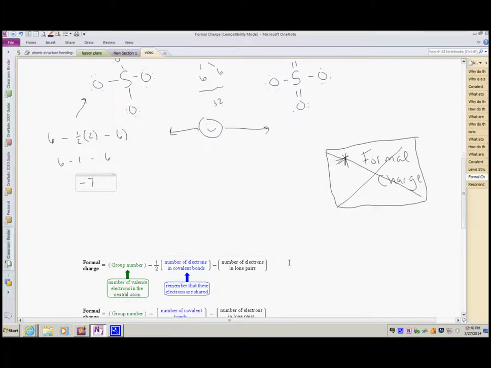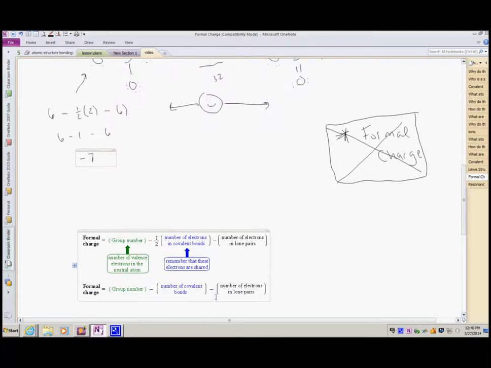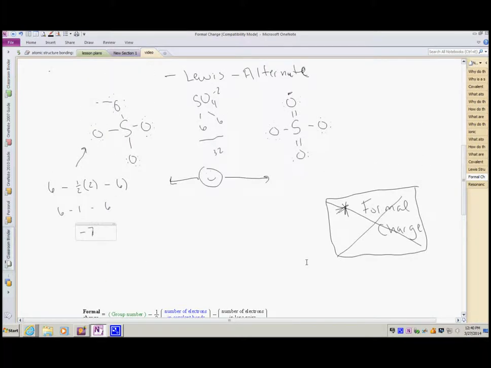Now remember these electrons are shared. Formal charge equals the group number minus the number of covalent bonds minus the number of electrons in lone pairs. So 6 minus 1 minus 6 equals a -1. All right, -1, -1, -1, -1. Now the sulfur, this was for the oxygen.